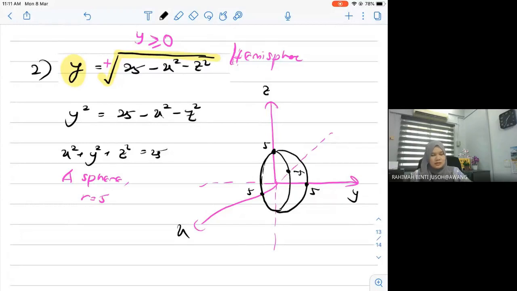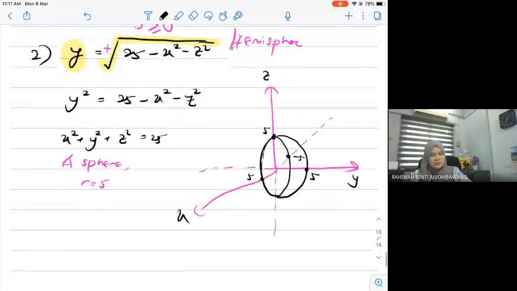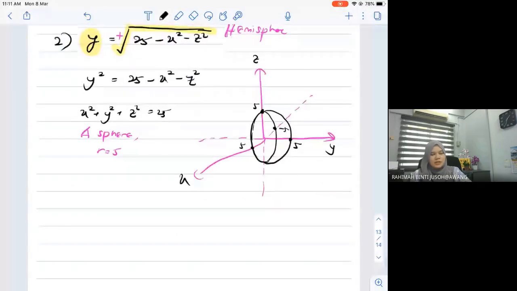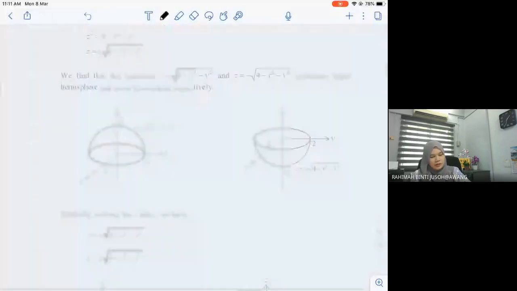Okay, faham konsep hemisphere? Boleh guys? Kalau ada square root sign lah. Square root sign tu maksudnya positif. Tapi kalau negatif, contoh ada soalan dalam modul tu dia buat negatif. Ada tak? Sekejap saya tengok.